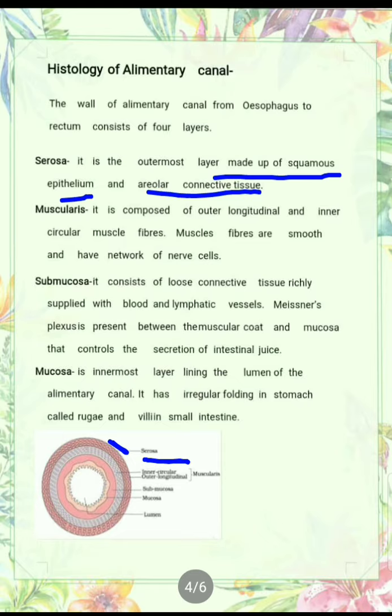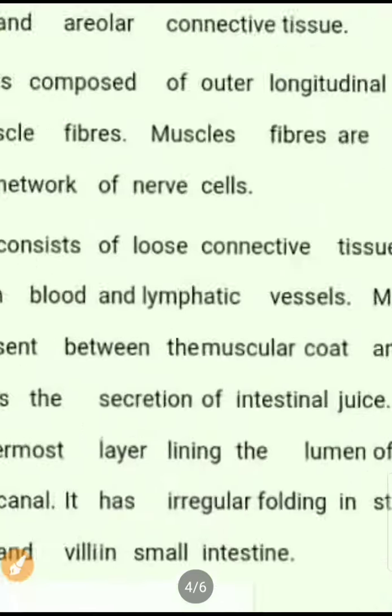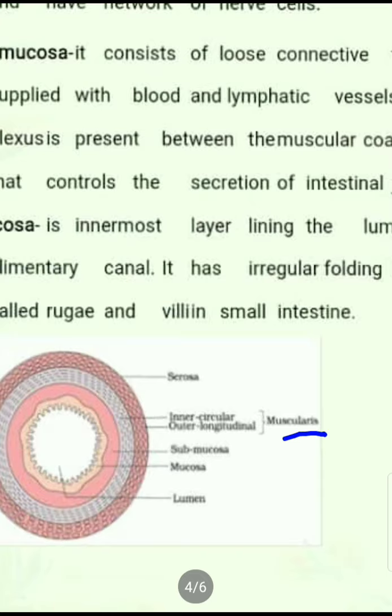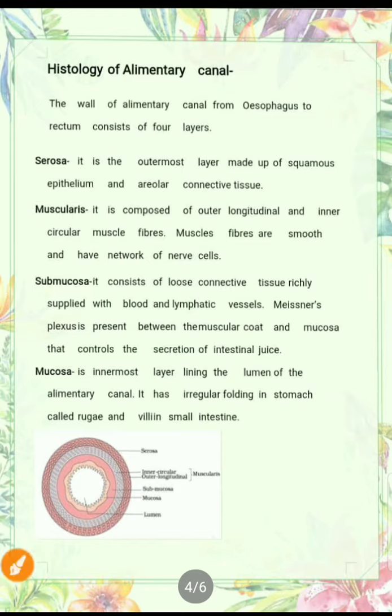Next is the muscularis. It is actually made up of two layers. Let us see in this diagram: muscularis is this layer and it is made up of inner circular and outer longitudinal layers. This one is the inner circular and this is the outer longitudinal. In the circular region circular cells are present, in the longitudinal region longitudinal cells are present. So it is composed of outer longitudinal and inner circular muscle fibers.